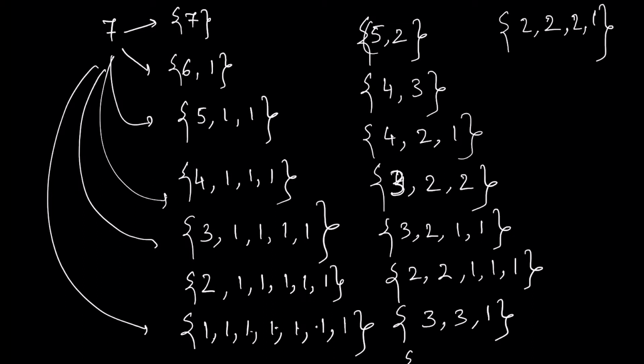Now let us count how many. 1, 2, 3, 4, 5, 6, 7, 8, 9, 10, 11, 12, 13, 14, and 15. So thus we got all 15 possible distributions. Each one is a distribution that you have to understand. Let us say I call it A, B, C. Each one is a distribution, and each has a number of microstates associated with it for distinguishable particles.